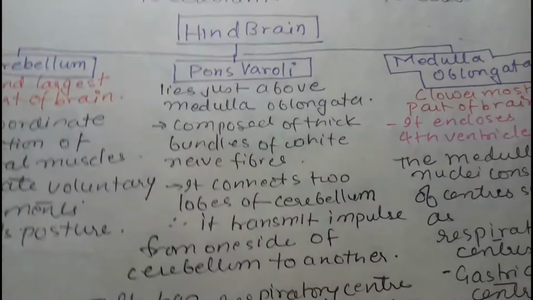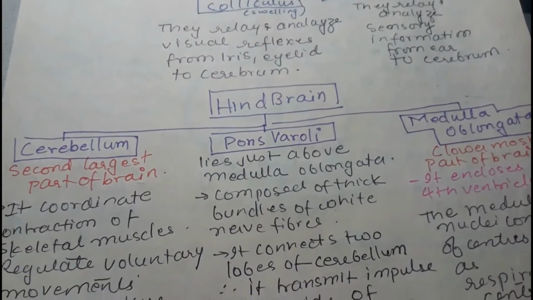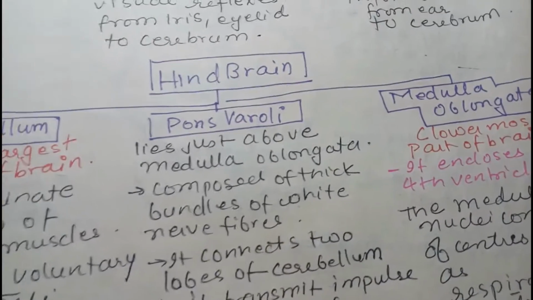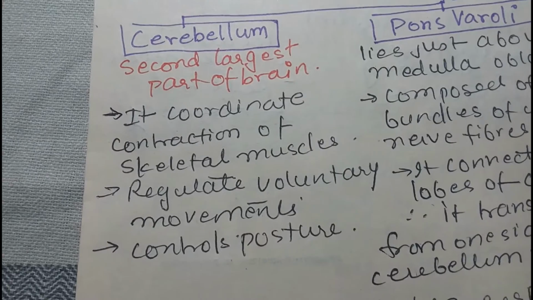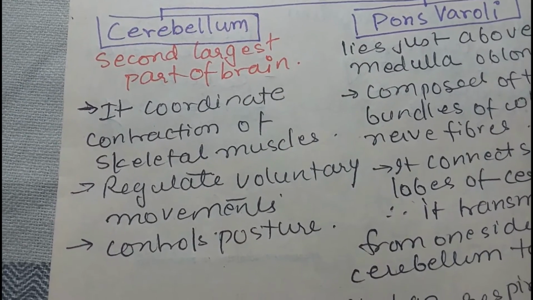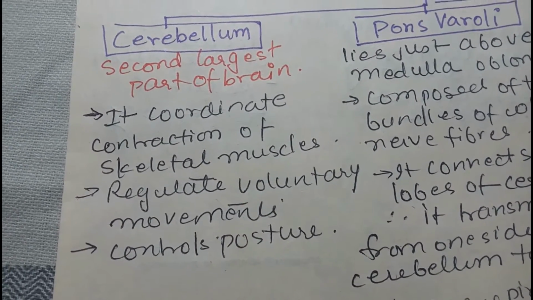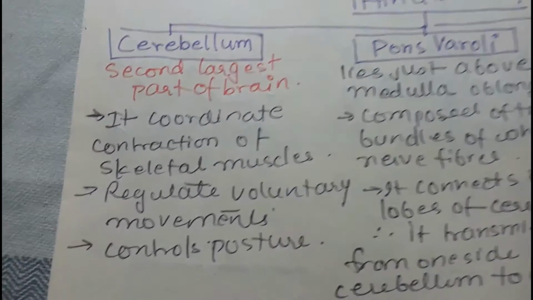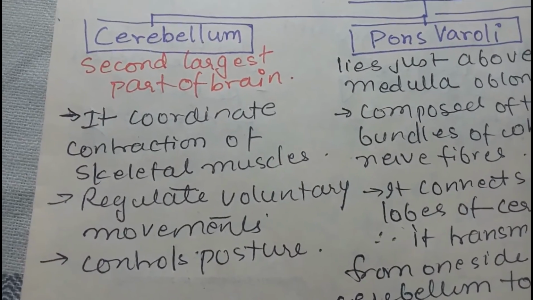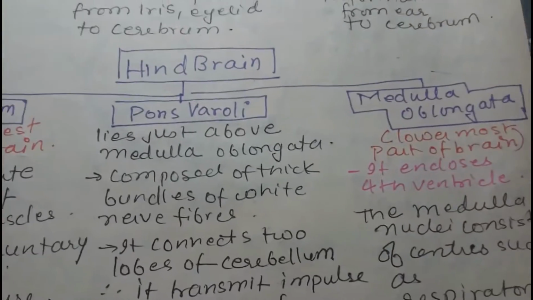Now the hindbrain consists of three parts: cerebellum, pons varolii, and medulla oblongata. The cerebellum, which is called the second largest part of the brain, coordinates contraction of skeletal muscle, regulates voluntary movement, and controls posture. So it plays a great role in skeletal muscle contraction and relaxation.